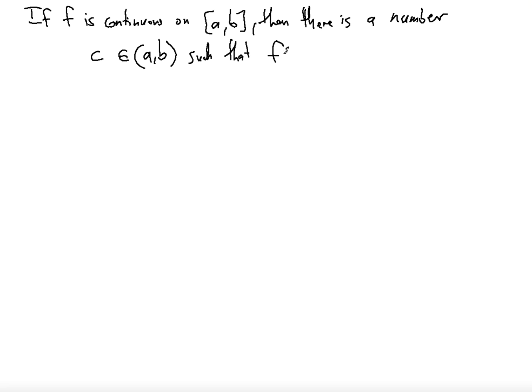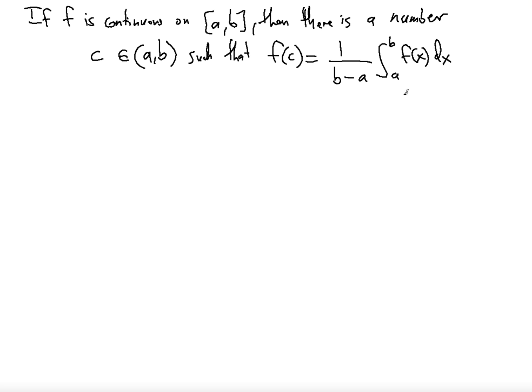f of c is equal to the average of this function, which is going to be this. And why is it an average? Because you're dividing basically by the length of the interval, this whole integral.